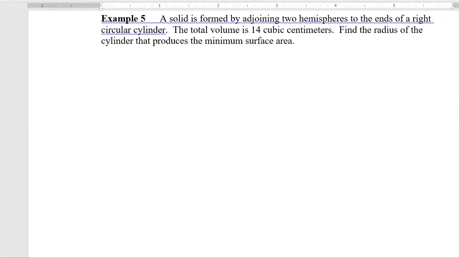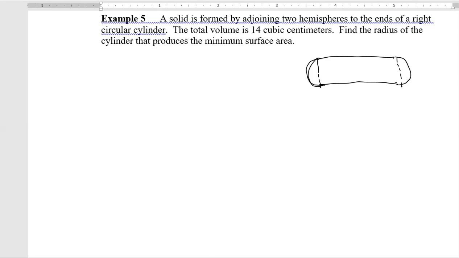Okay, I'll get you started on this one. We're on the same page: a solid formed by joining two hemispheres to the ends of a right circular cylinder. So a cross section of this might look like this. You've got hemispheres on each end, and then you have this cylinder. I've got it turned on its side, so this is three-dimensional.